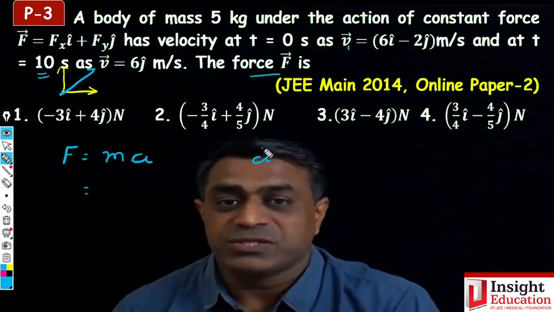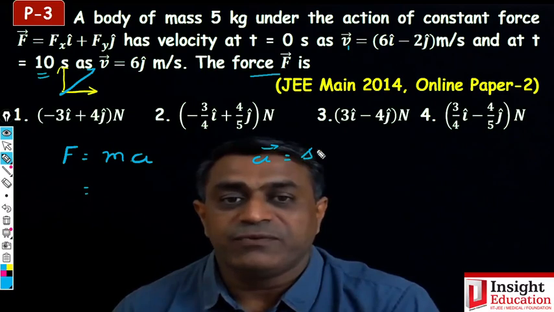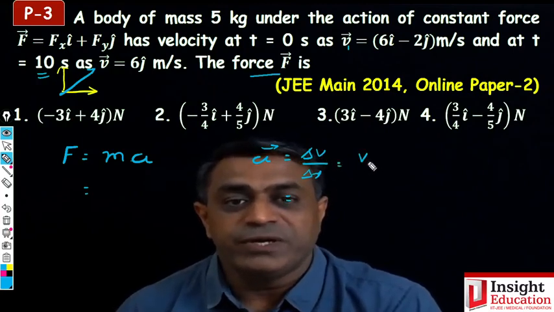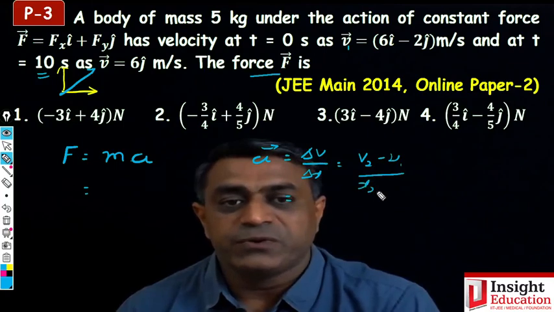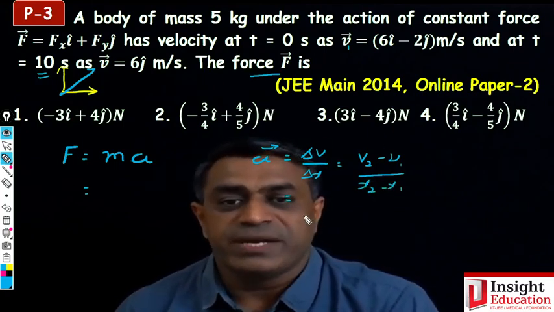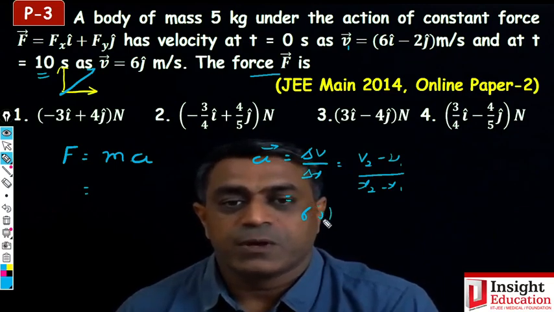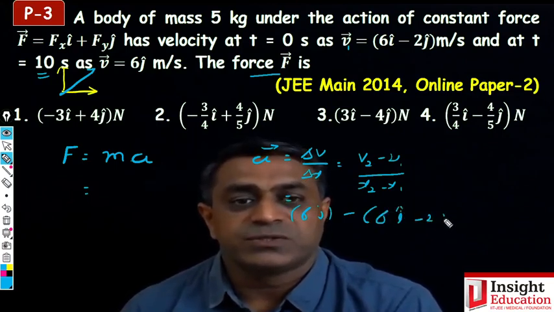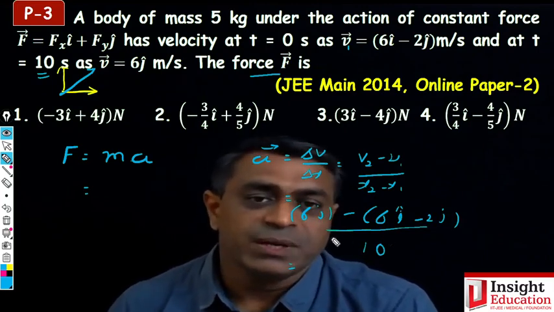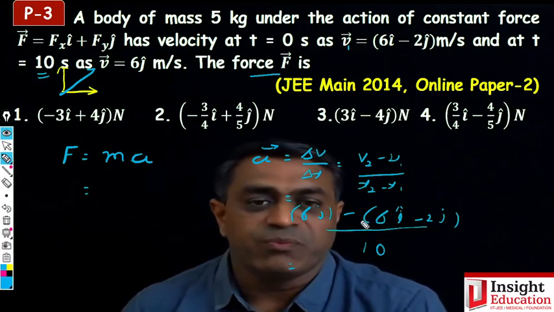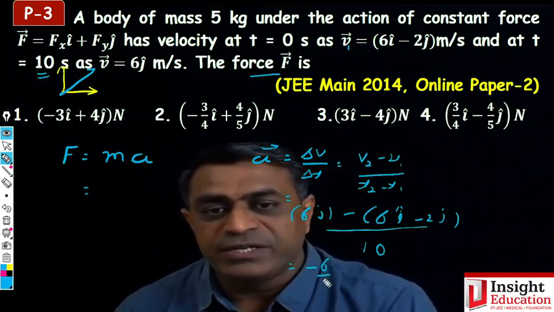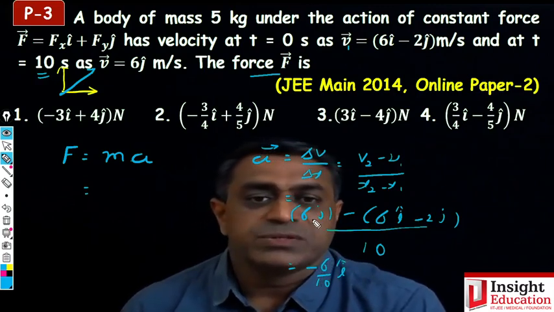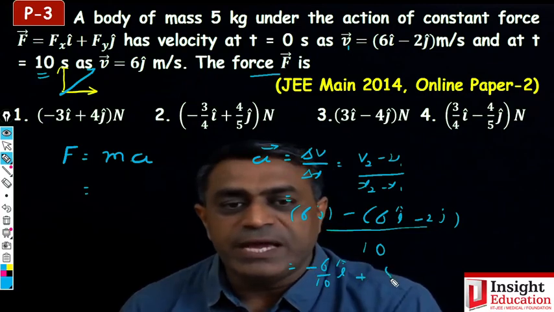So now I can say acceleration a is equal to delta v by delta t. So delta v, I can write, is v2 minus v1 upon t2 minus t1. So final velocity is 6j minus initial velocity. Initial velocity is 6i minus 2j, divided by t2 minus t1, so time is 10 seconds. Now I can add the i and j components. So here I can write minus 6 by 10 i cap. Okay, 6j minus minus is plus, so I can write 8 by 10.